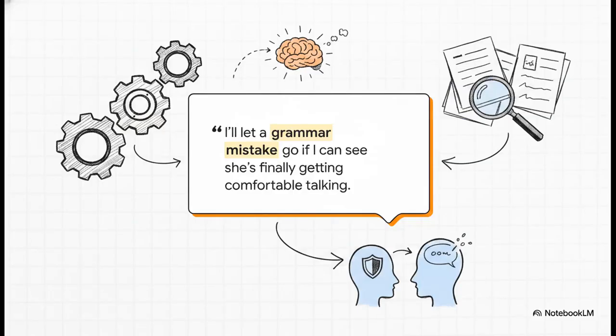To really bring coding to life, let's look at exactly what a codebook entry looks like, straight from our source material. Here's a code called Confidence Protecting Correction. Notice it has a crystal clear definition, withholding or softening error correction to protect a student's willingness to keep speaking. And most importantly, it includes an actual example excerpt from the data. "I'll let a small grammar mistake go if I can see she's finally getting comfortable talking." Creating a codebook just like this shifts you seamlessly from vague theory into highly consistent, real-world practice.